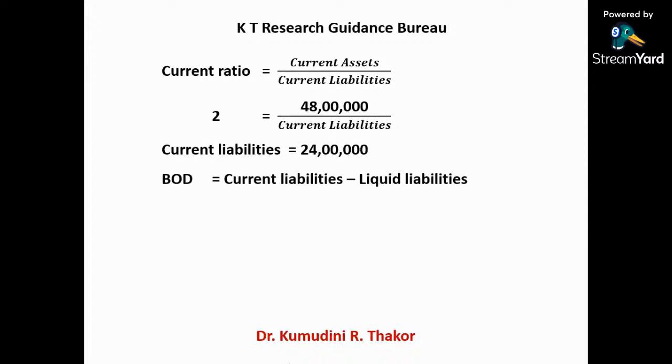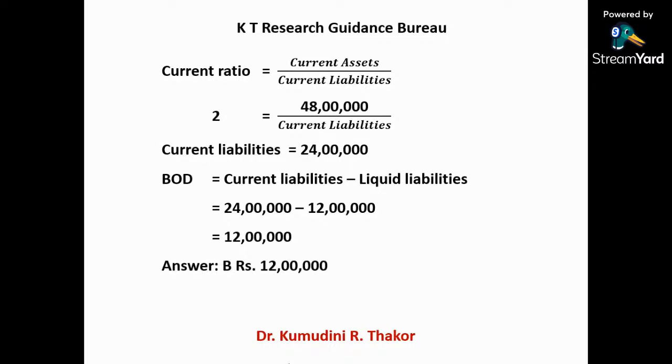So bank overdraft. What is the formula for bank overdraft? Current liabilities minus liquid liabilities. So 24 lakhs minus 12 lakhs. So your answer is 12 lakhs. Now check in which option 12 lakhs is there. It is in B. So your right answer is B, 12 lakhs.